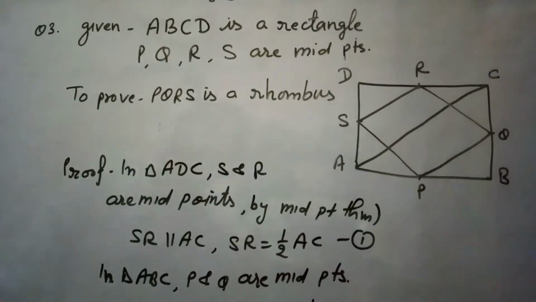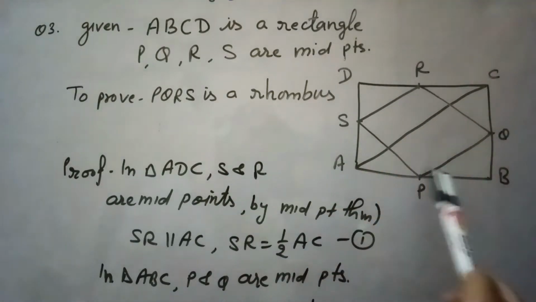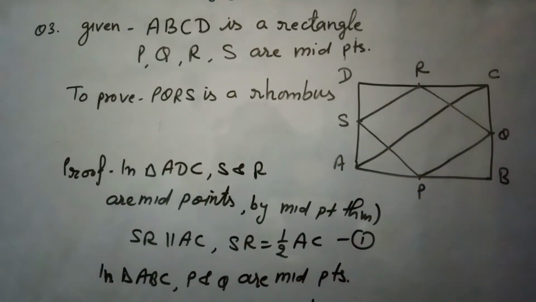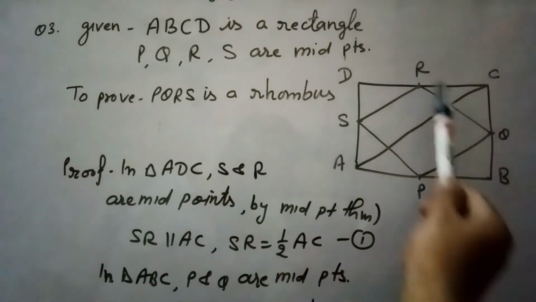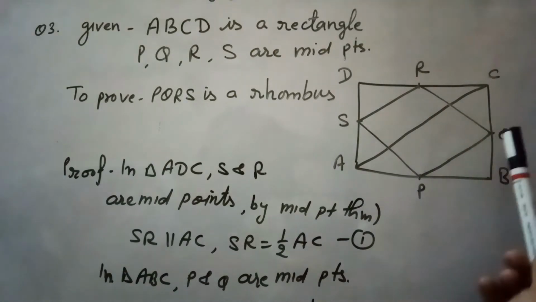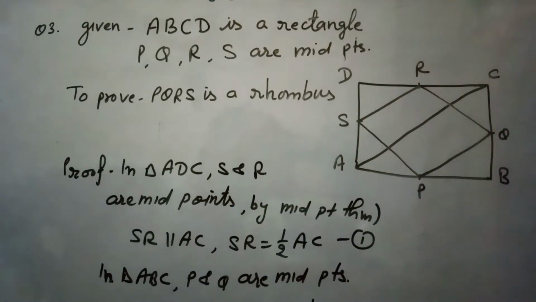Here in this question it is given that ABCD is a rectangle and P, Q, R, S are the midpoints of its sides, and we need to prove that PQRS is a rhombus. For this, first of all we will prove that PQRS is a parallelogram.